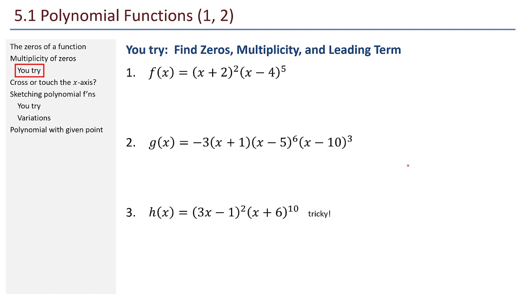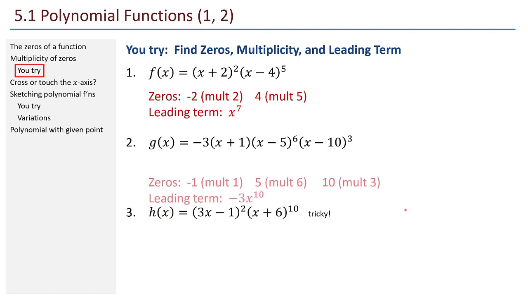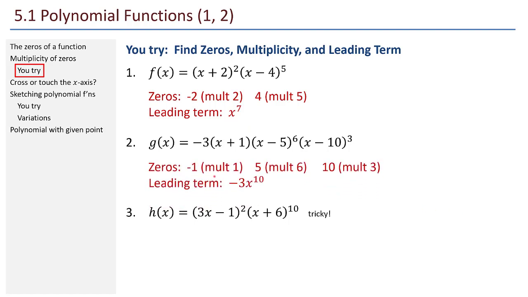Okay, here we go. For the first problem, the zeros are negative 2 with multiplicity 2 and 4 with multiplicity 5, and the leading term is x to the 7. In the second problem, zeros at negative 1 with multiplicity 1, 5 with multiplicity 6, and 10 with multiplicity 3. The leading term is negative 3 times x to the 10. Look at how that negative 3 stayed in there. That last one is a little bit tricky.